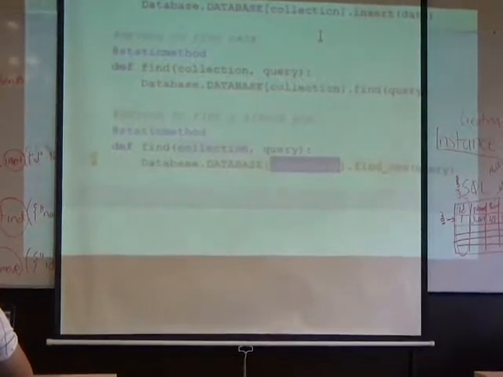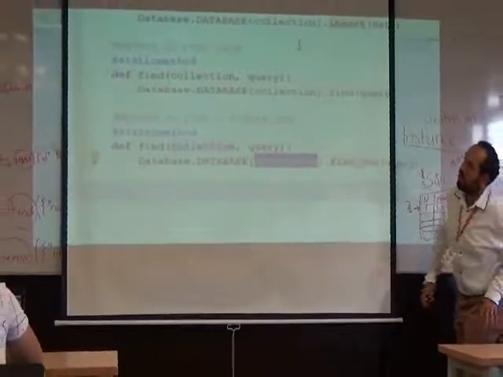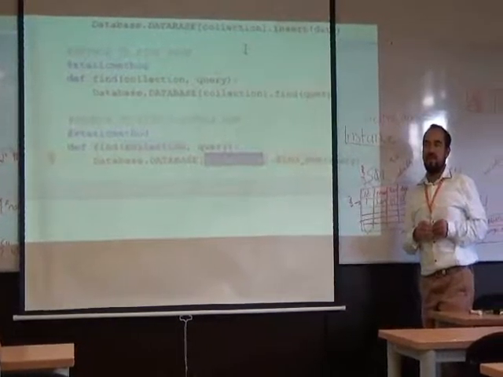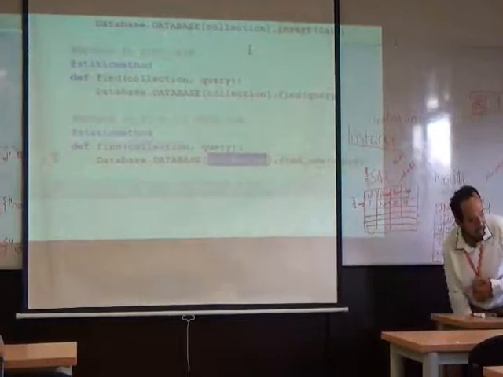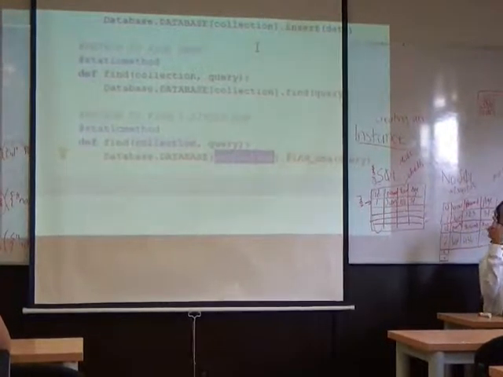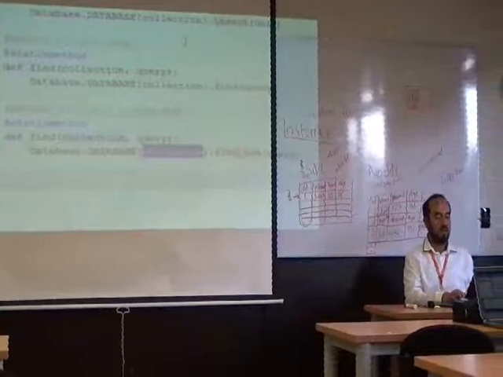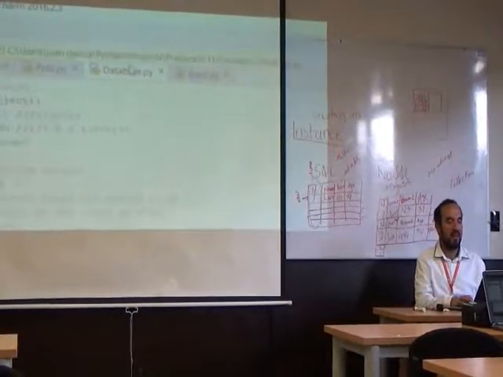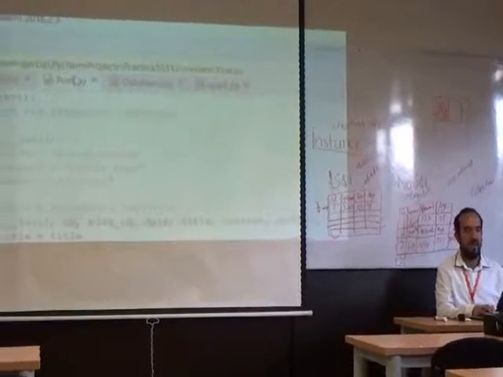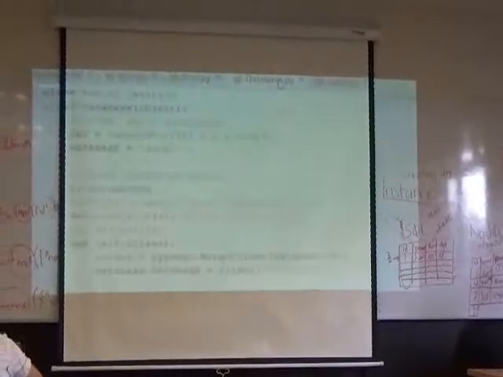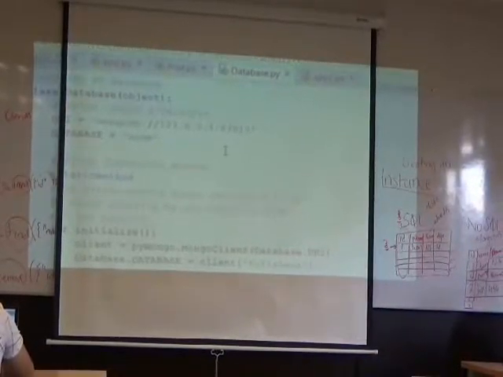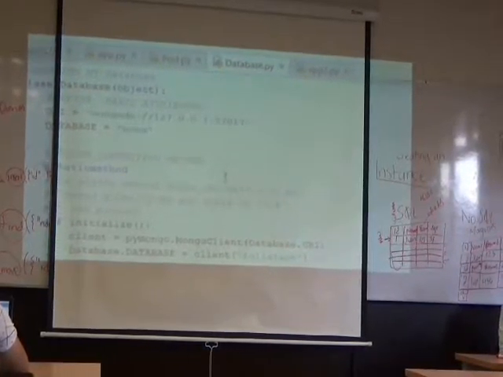I already created my class to establish the connection in the database, but I need to link this file with the post file. This is Python, this is for Mongo. How do I link them? First of all, I have to import the class.